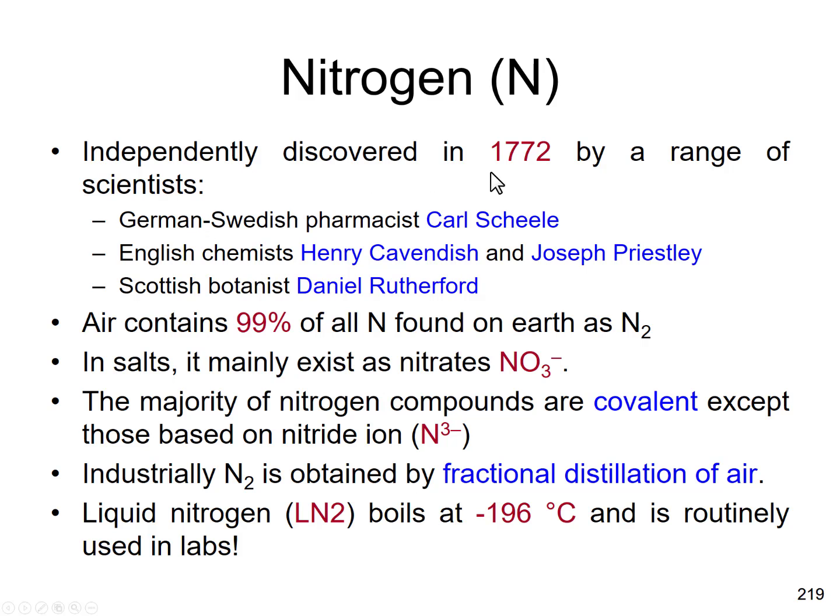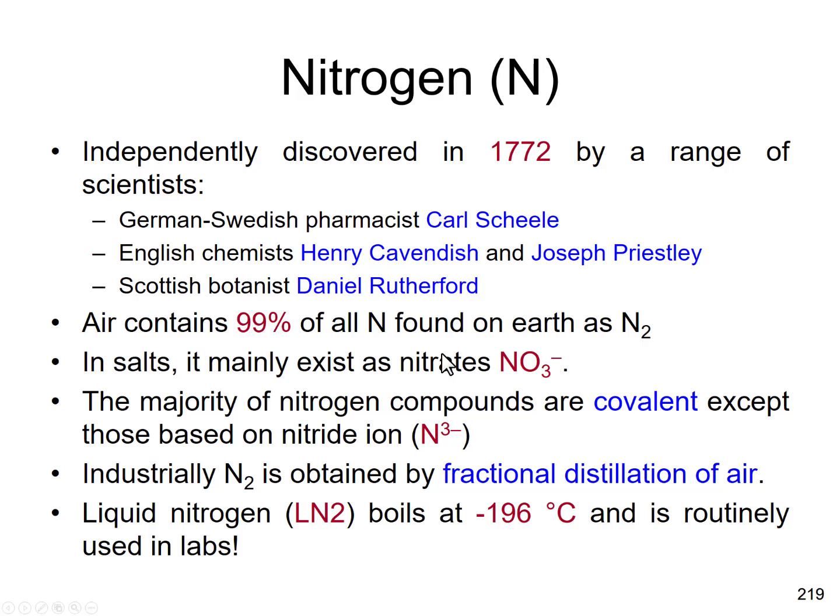Nitrogen was independently discovered in 1772 by a range of scientists. These include the German-Swedish pharmacist Carl Scheele, English chemist Henry Cavendish, who also discovered hydrogen, and Joseph Priestley. Scottish botanist Daniel Rutherford also contributed to this discovery. The air contains 99% of all nitrogen found on Earth as dinitrogen.